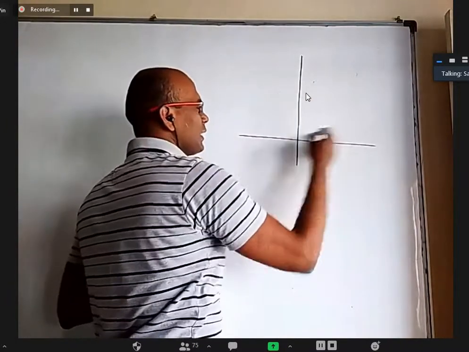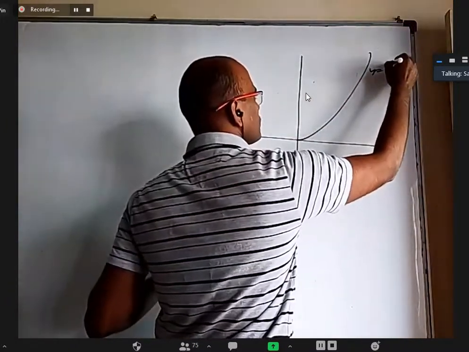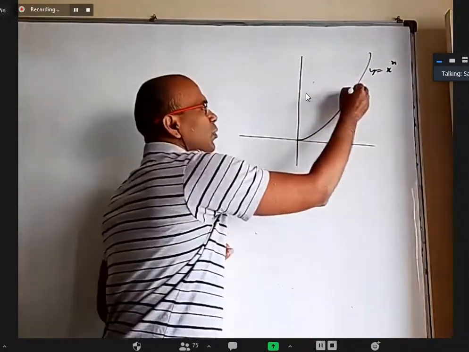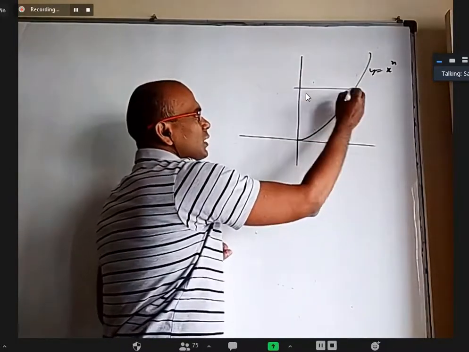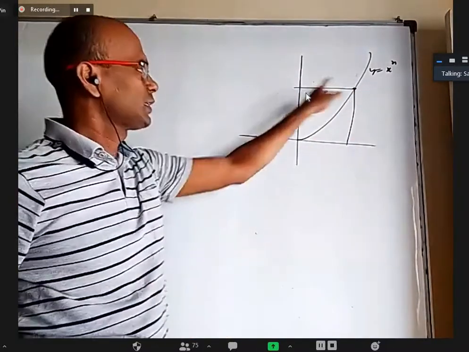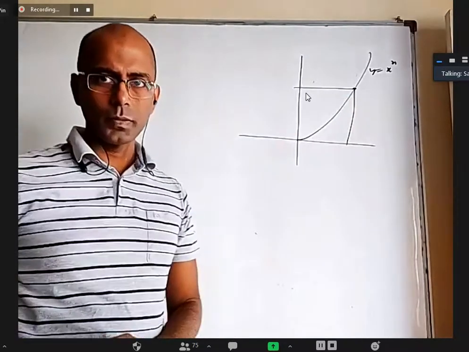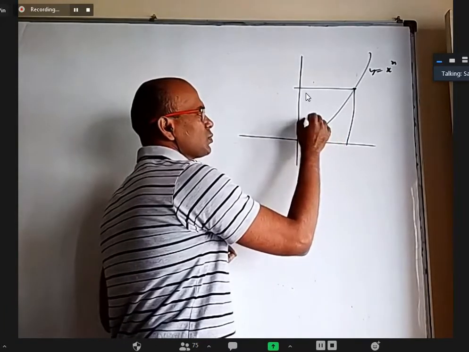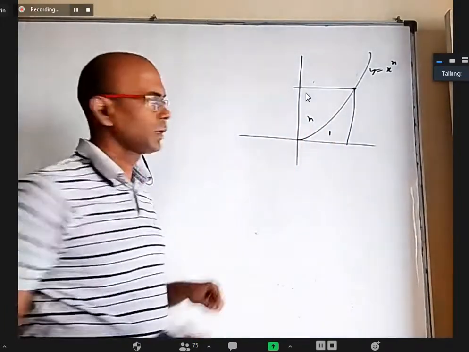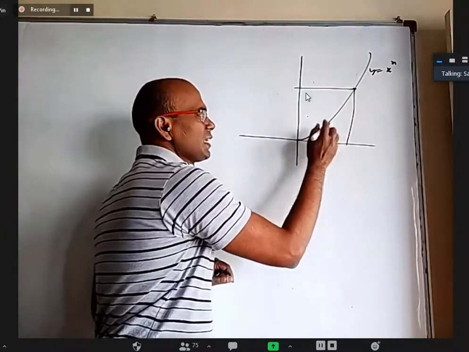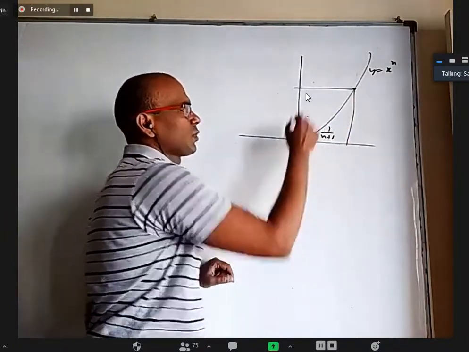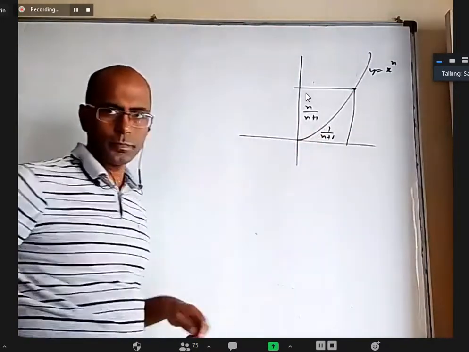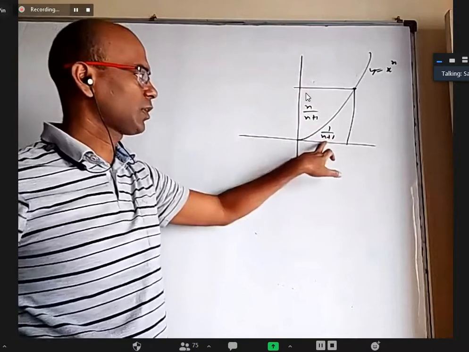If you take any y equal to x power n graph, only in the first quadrant I'm taking, take any point on that, draw one horizontal line, one vertical line. This rectangle will have some area, right? This area to this area is always 1:n. That means this area will be 1 by n plus 1 times the total area, and this area will be n by n plus 1 times the rectangle area. You find the rectangle area, this will be 1 by n plus 1 of that.